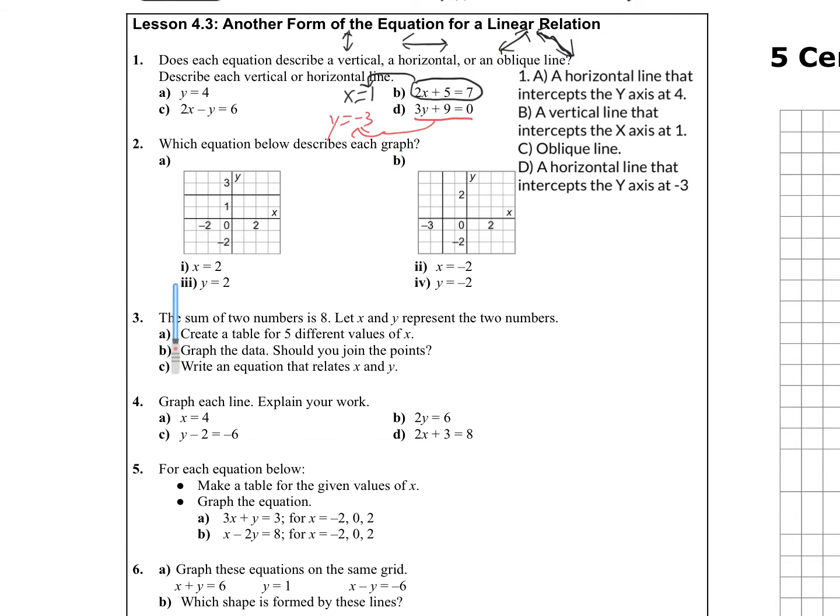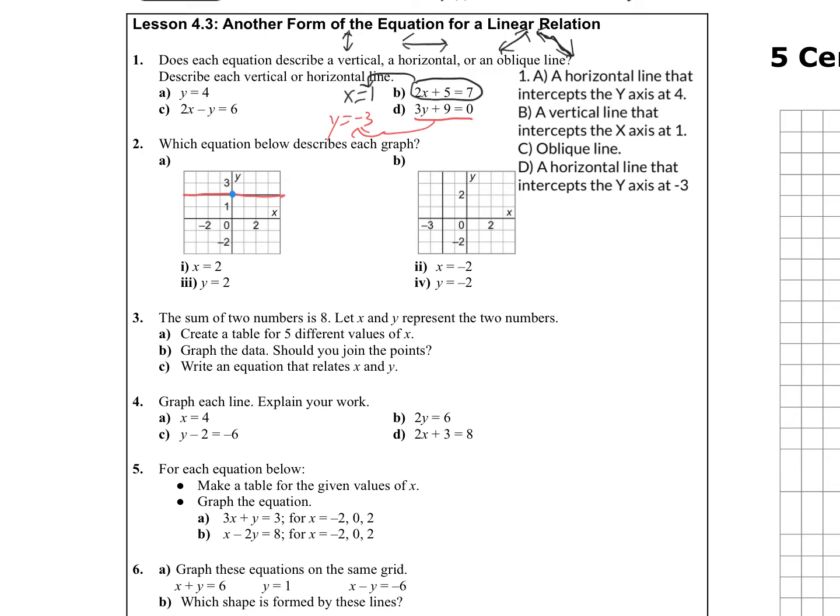So we have 4 equations, 1, 2, 3, and 4, and we have 2 graphs, one right here and right here. What we need to do is figure out of these 4 equations, which 2 match the graph. So if we look at this first graph here, we have our x and y axis, and we have a horizontal line. I'll highlight this one here.